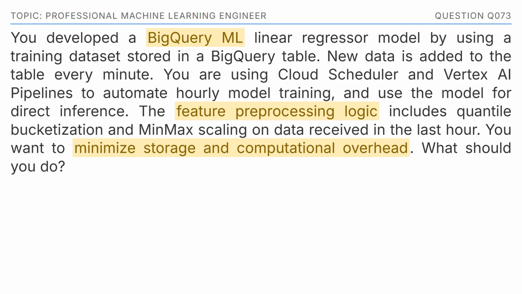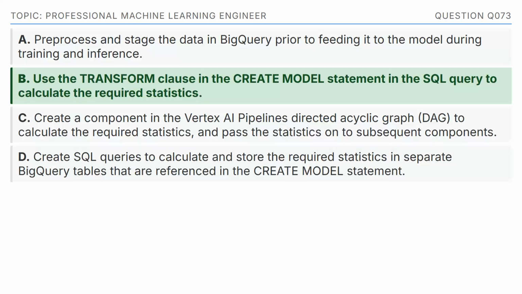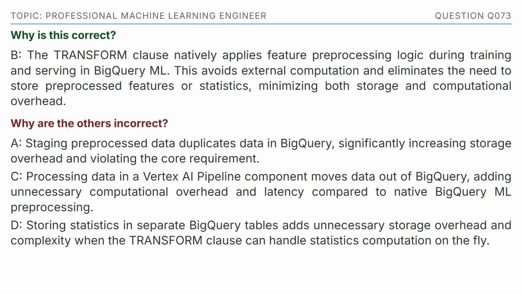To arrive at the correct answer, we focus on the keywords: BigQuery ML, feature pre-processing logic, minimize storage and computational overhead. The correct answer is option B. Use the transform clause in the create model statement in the SQL query to calculate the required statistics. Why is this correct? B. The transform clause natively applies feature pre-processing logic during training and serving in BigQuery ML.